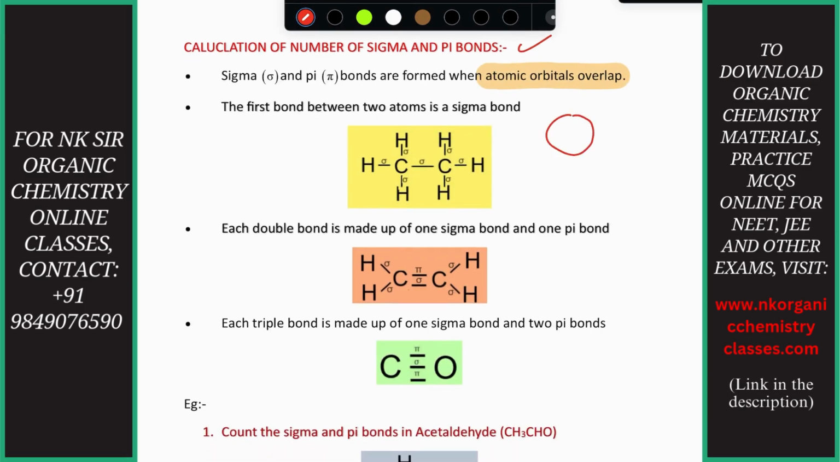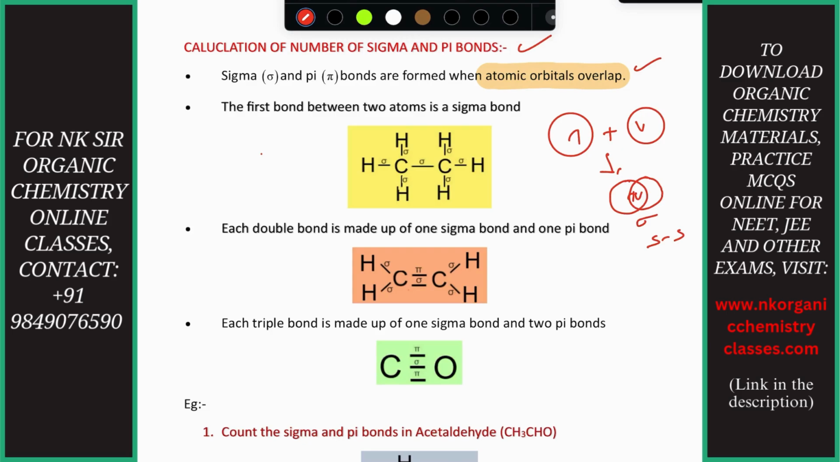Now you see here, one s orbital is there, which has one unpaired electron. Similarly, I am taking one more s orbital with one unpaired electron with opposite spin. When these two overlap with each other in this way, one sigma bond is formed due to s-s overlapping. So in this way, when atomic orbitals overlap with each other, sigma and pi bonds are formed.